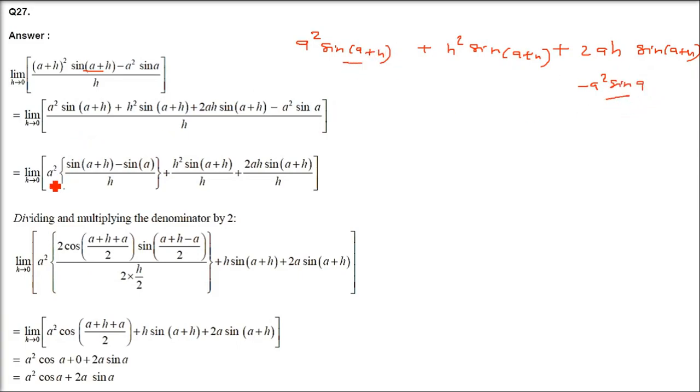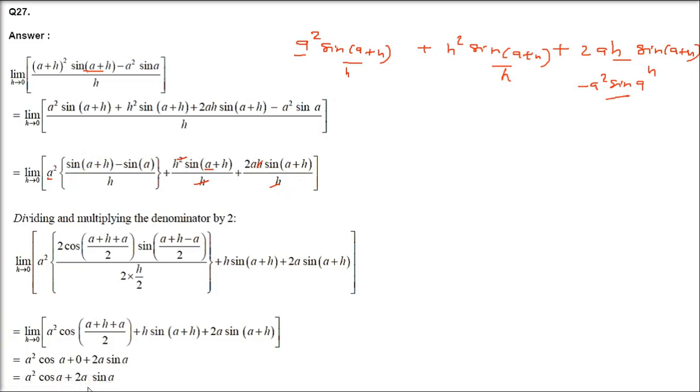Now take these two together. We take a^2 outside, and sin(a + h) minus sin a inside. And h^2 sin(a + h) and 2ah sin(a + h) are there, and everywhere we divide by h. So let us take the second and third terms: h gets cancelled, h will remain with this as h sin(a + h). Here also h gets cancelled, we have 2a sin(a + h).